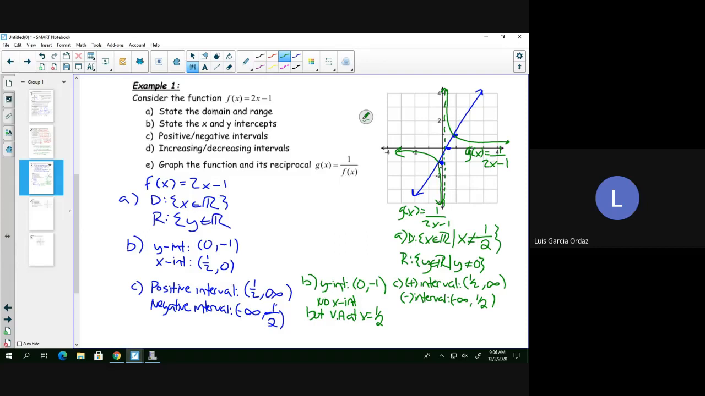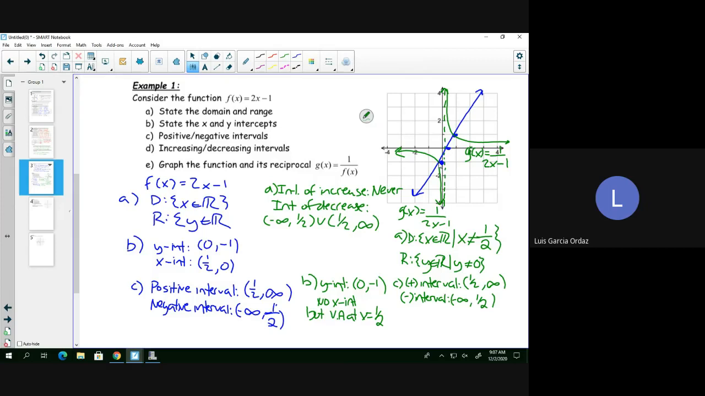And the last thing is our interval of increase and decrease. It's never increasing. And it's decreasing from negative infinity to positive infinity, never. And the interval of decrease, remember, we always have to keep in mind the asymptote. So you have negative infinity to 1/2 in union with 1/2 to positive infinity.